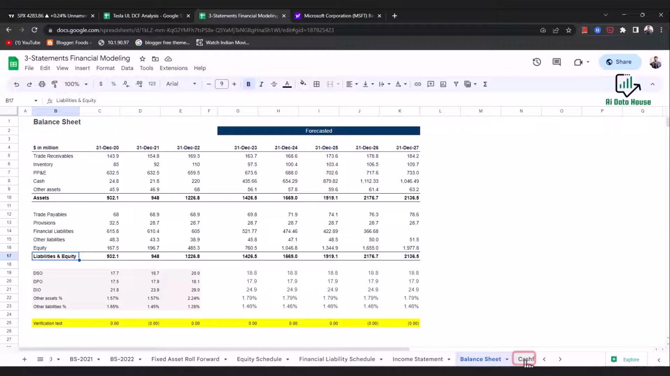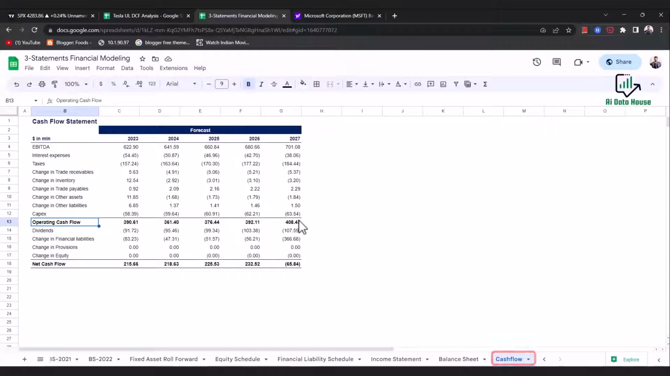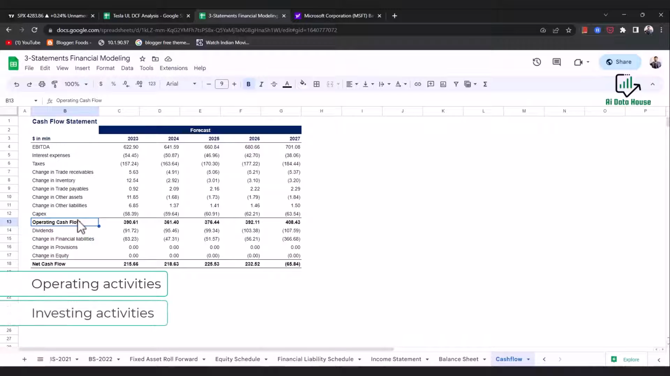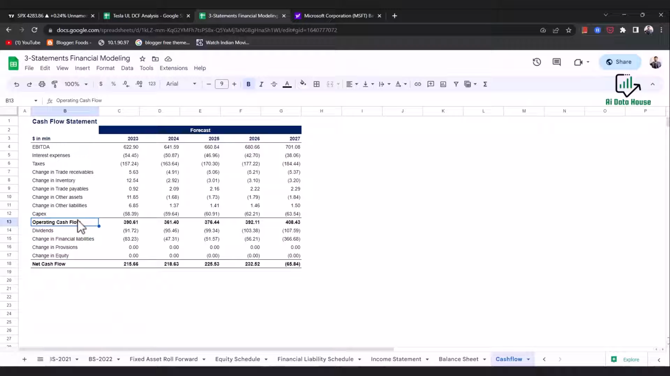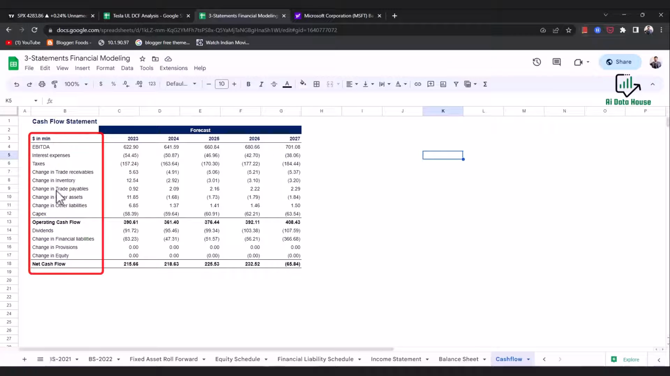Finally, we have the cash flow statement, which shows the inflows and outflows of cash during a specific period. It provides insights into a company's operating activities, investing activities, and financing activities. The cash flow statement allows us to evaluate the company's ability to generate cash, manage liquidity, and understand the sources and uses of cash within the business. Usually, these are the metrics in a cash flow statement.